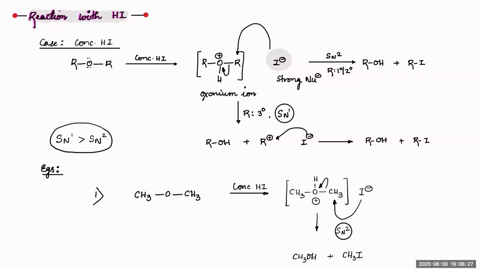But whether it favors SN2 or SN1 depends upon what type of R group we have. Notice, if the left or right side of the alkyl group, any one of them is 3 degree or benzyl or allyl, then it will favor SN1. But if both of them are 1 degree, or one is 1 degree and the other is 2 degree, in that case SN2 is favorable.